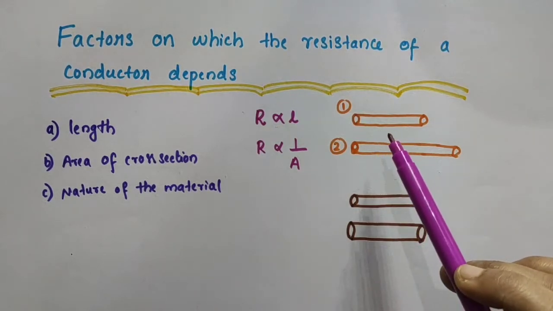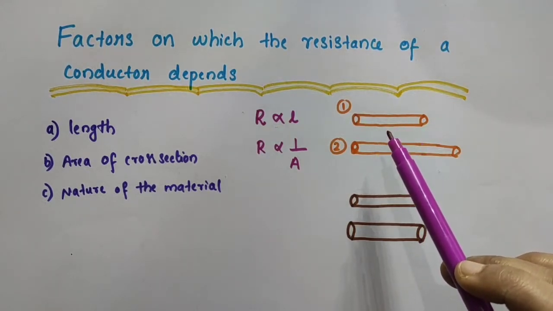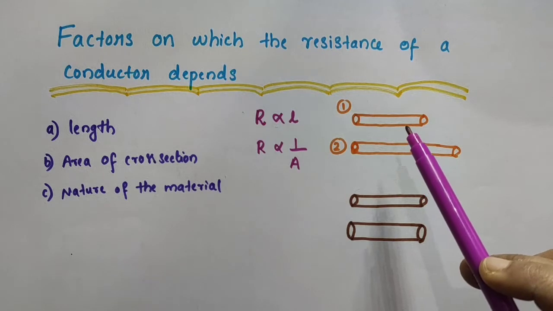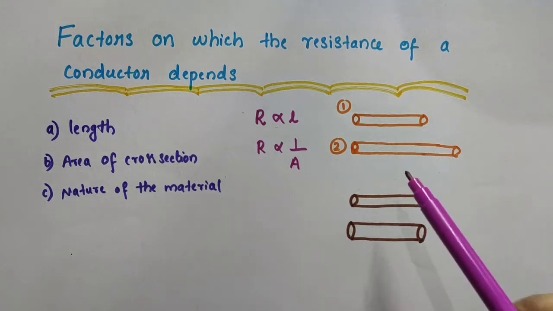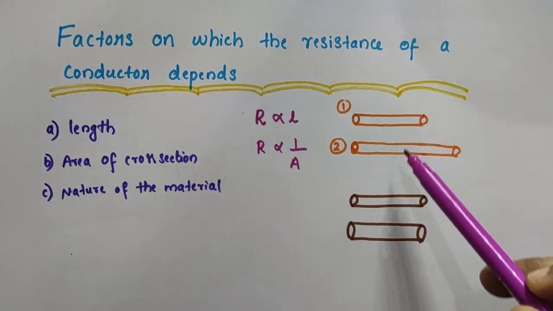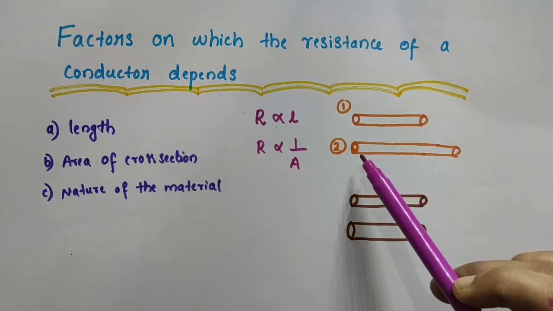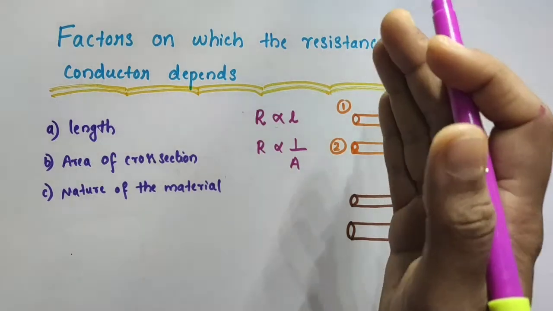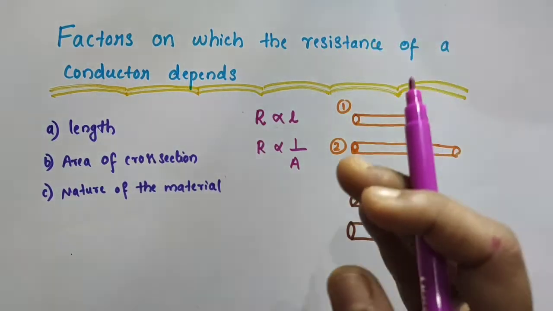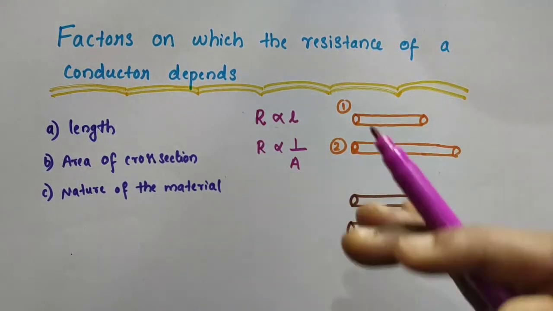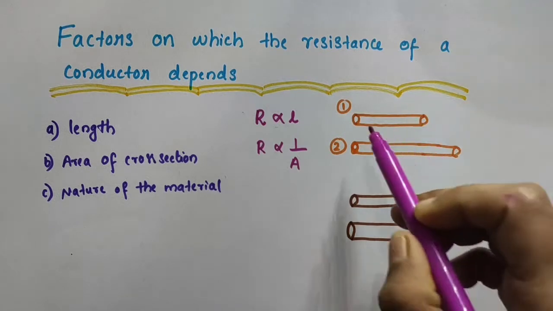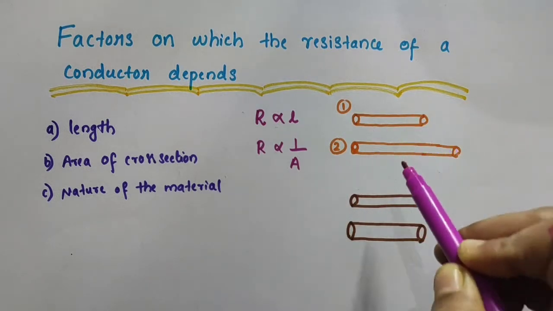Now, let this be a copper wire. It is an electrical conductor. And let this be another copper wire. Suppose that both these copper wires 1 and 2 have the same cross-sectional area. That is, when I take a cross-section of these two wires, I will get the same area for both the cross-sections of the wires. But they are of different lengths.